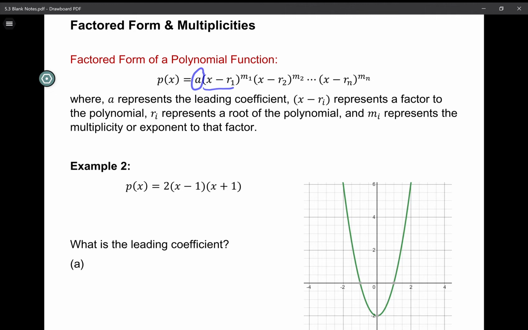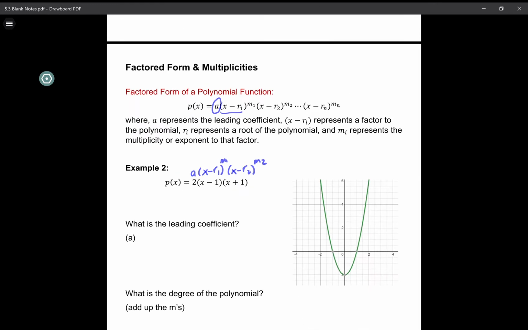Let's look at the example p of x equals 2, x minus 1, x plus 1. In this case, we have two r's, right? This is like x minus r1 to the m1, x minus r2 to the m2. So that's the shortened version. We know this is a polynomial that only has two linear factors. So first off, let's answer some questions about it.